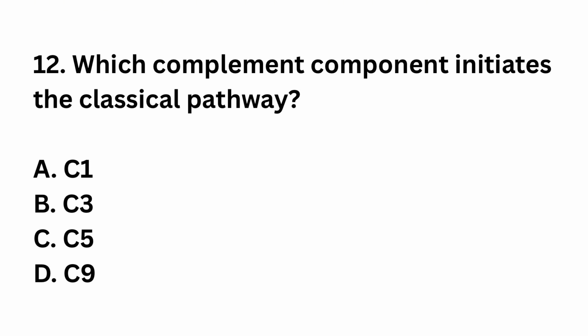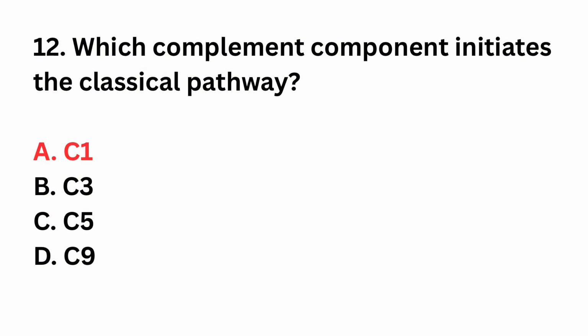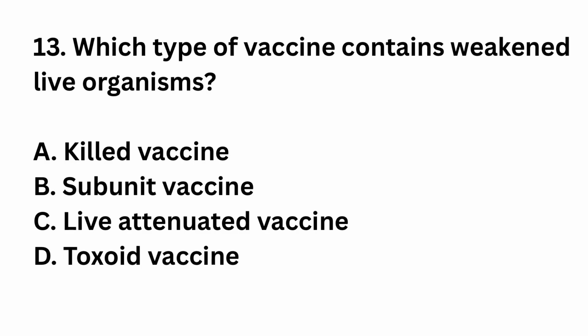Question number 12. Which complement component initiates the classical pathway? C1, C3, C5, C9. The right answer is option A, C1. C1 binds to antibodies attached to antigens. This starts the cascade.